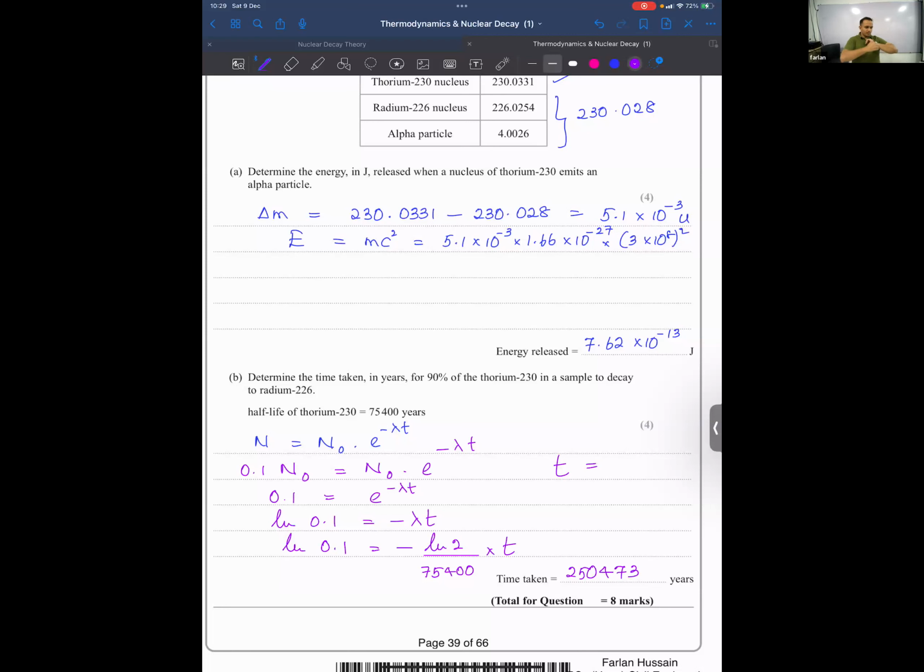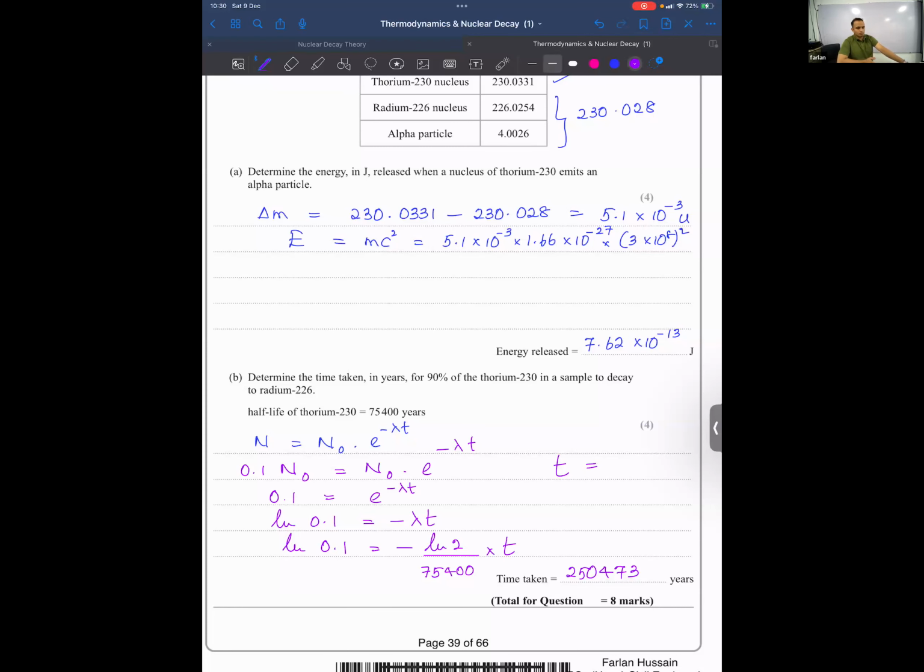Are you getting 250,473 years? No? They're asking, determine the time taken in years for 90% of the thorium-230 in a sample to decay to radium-226. So 90% decays means what is remaining is 10%, right? So if I use N equals N naught e to the power minus lambda t, comparing to the initial number of undecayed nuclei, what is going to remain after the period that they are talking about is 0.1 N naught, 10% of N naught.